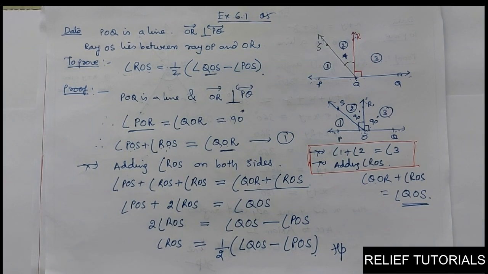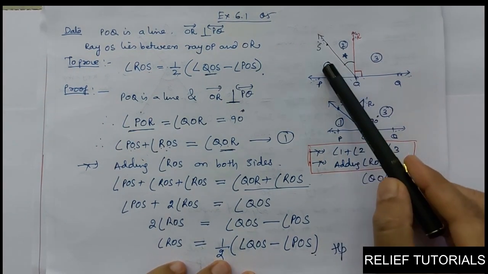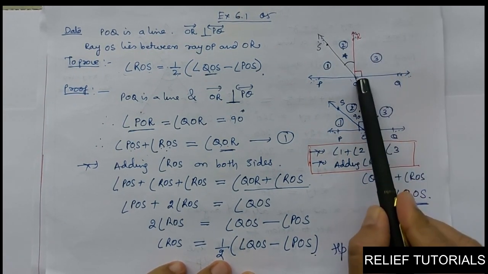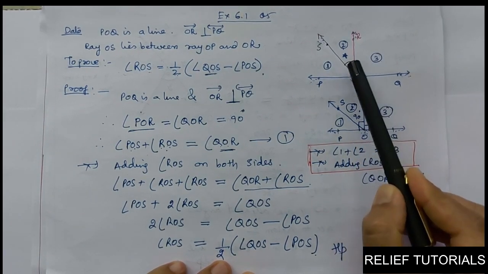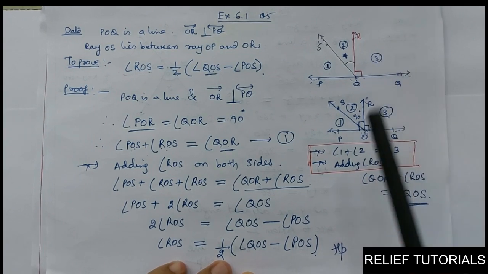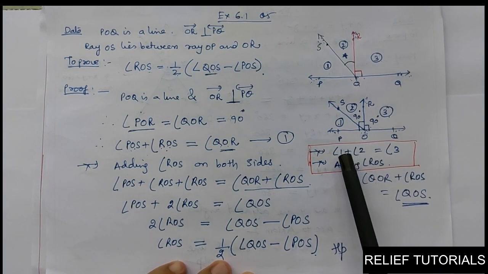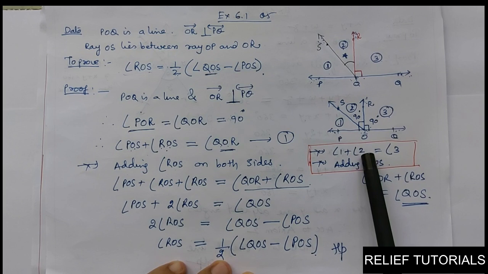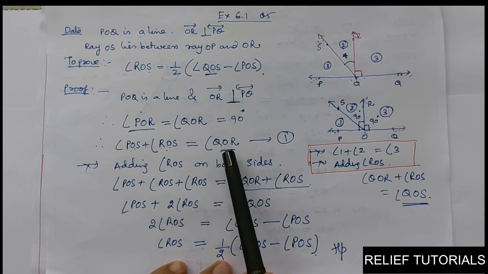Just remember the 2 points I have mentioned. Draw the diagram, and you will come to know that 1 plus 2 is equal to 3. Why? Because this is perpendicular, this is 90, this is also 90. So 1 plus 2 is 90 and this 3 is also 90. So the first point you have to remember is angle 1 plus angle 2 is angle 3. The second point is you have to add ROS on both the sides. Why?